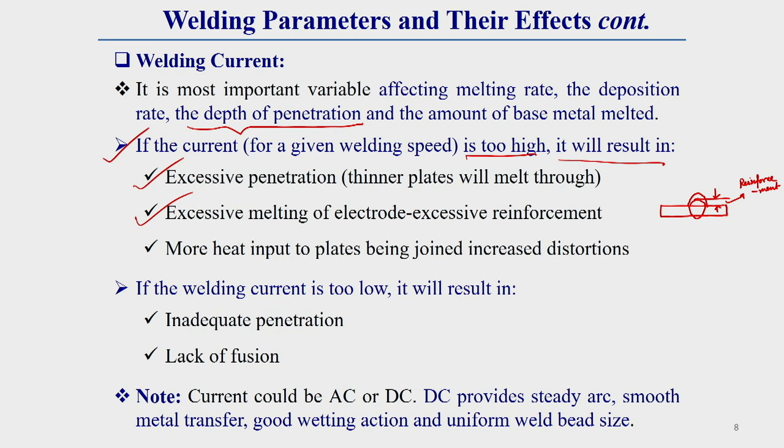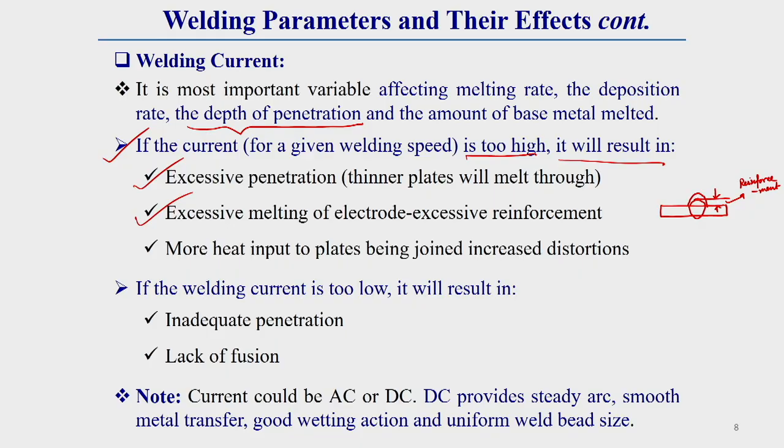And here one thing you keep in mind: higher current results in higher penetration as well as higher melting rate, and higher current represents higher heat input. If the heat input is higher, then due to this high heat input there will be more distortion or deformation of the welded plate. So more heat input to the plates being joined increases distortion of the welded plate.